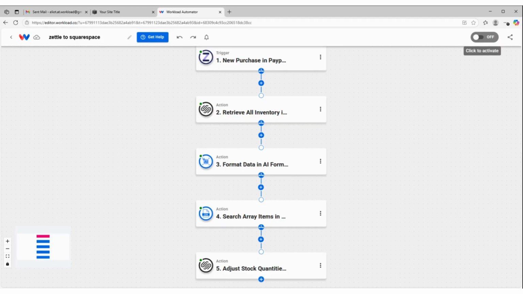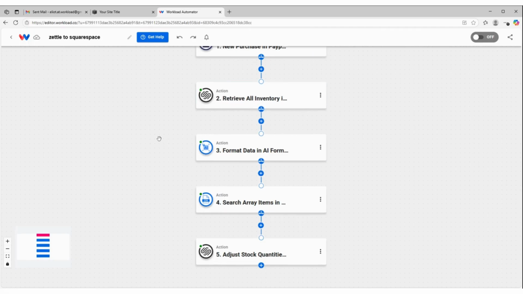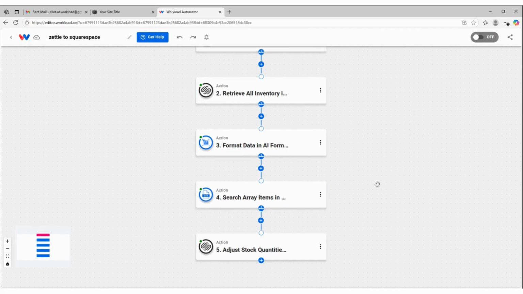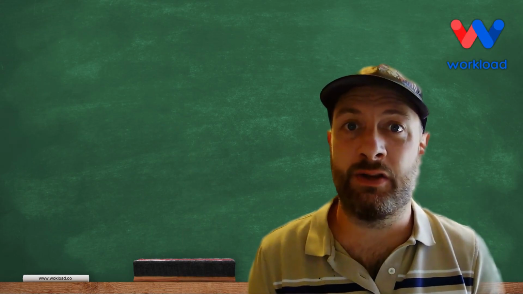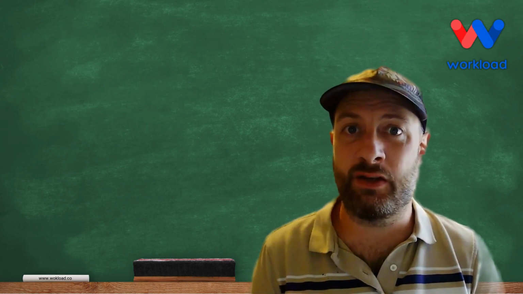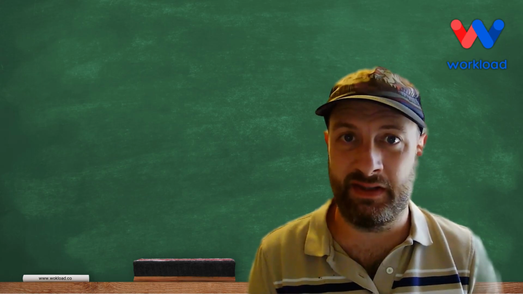And now, every time a new purchase is made in Zettle, all of the information will be interpreted through our Workload tools in order to adjust the stock quantity in Squarespace. That's how you can use the power of Workload to integrate a new purchase in Zettle with updating the quantity of a product in Squarespace.